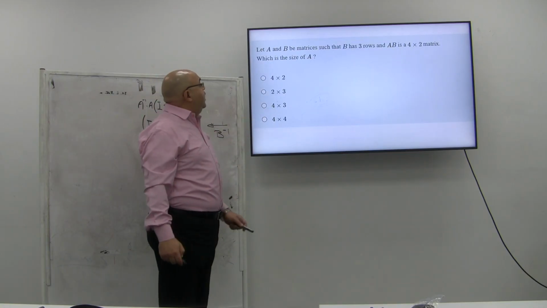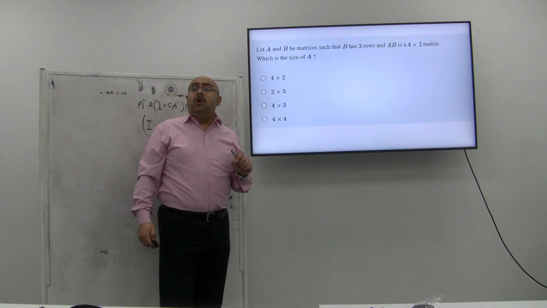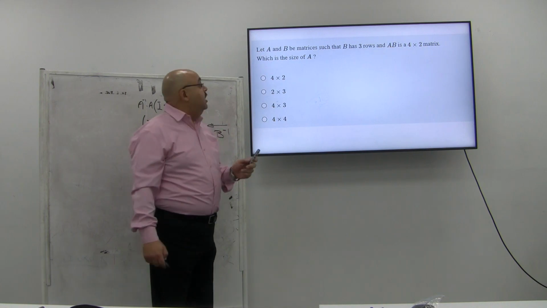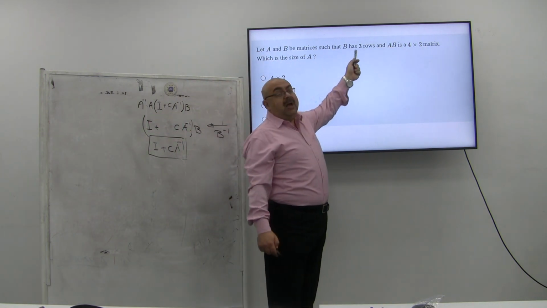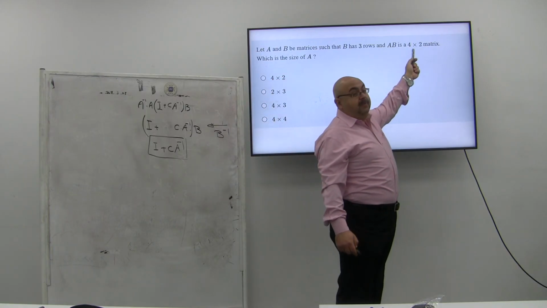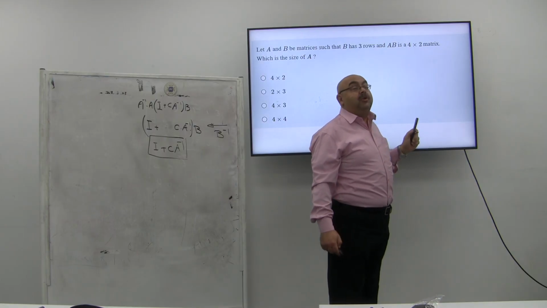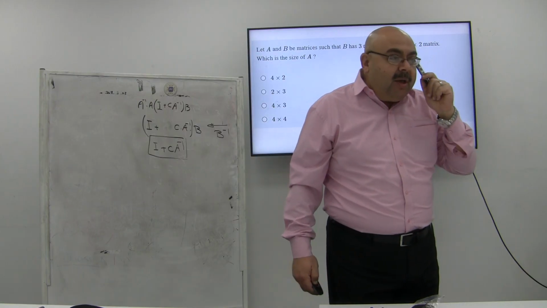Also for a problem like this, which is mainly about the dimension of multiplication. How to solve this, it's really very simple. He is asking you, let A and B be matrices such that B has how many rows? 3 rows. And AB, the result of multiplication, is 4 by 2. So he will ask you about the dimension of A, which is an accessible question for you. Can you think about it?